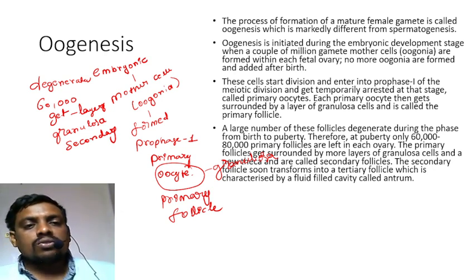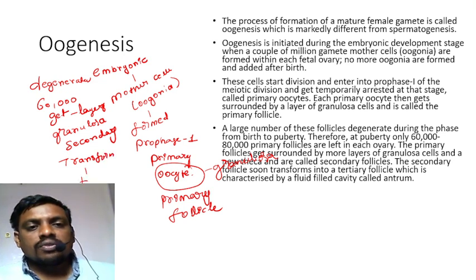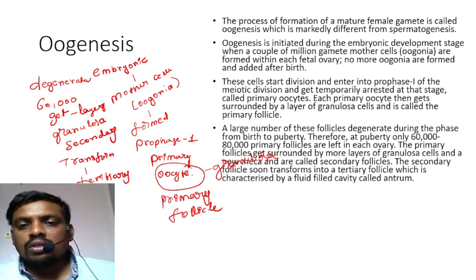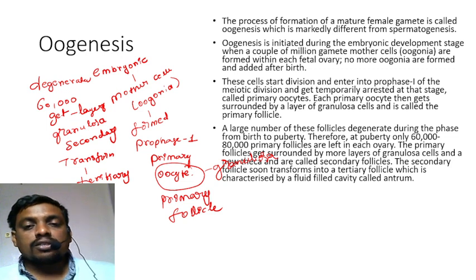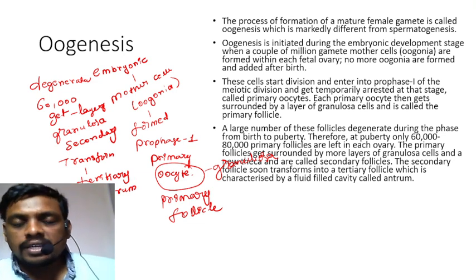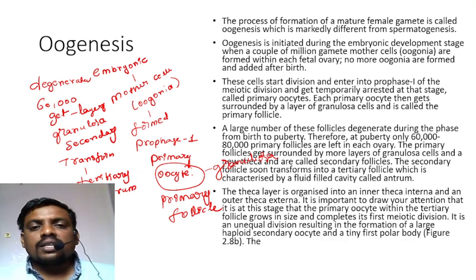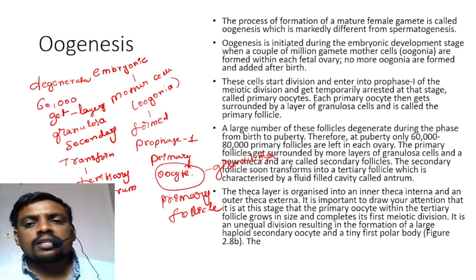Secondary follicles soon transform into a tertiary follicle, which is characterized by a fluid-filled cavity called the antrum. The theca layer is organized into an inner theca interna and an outer theca externa.